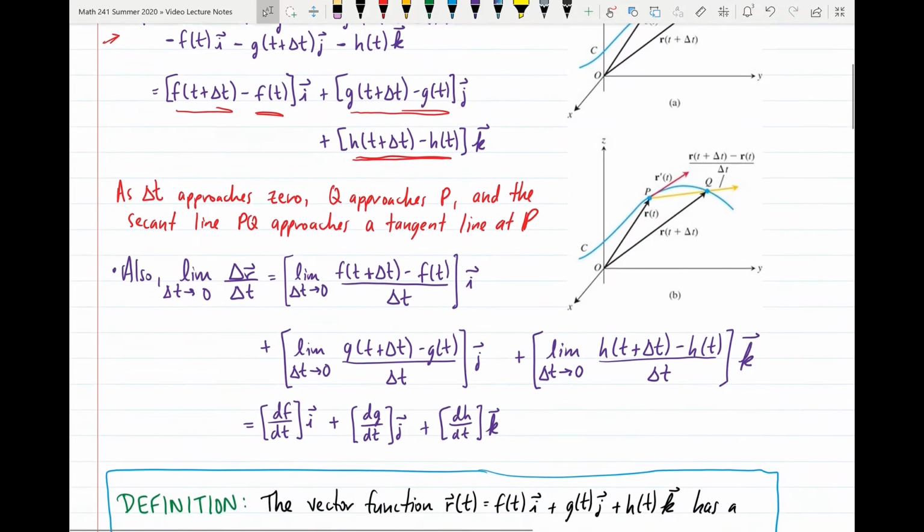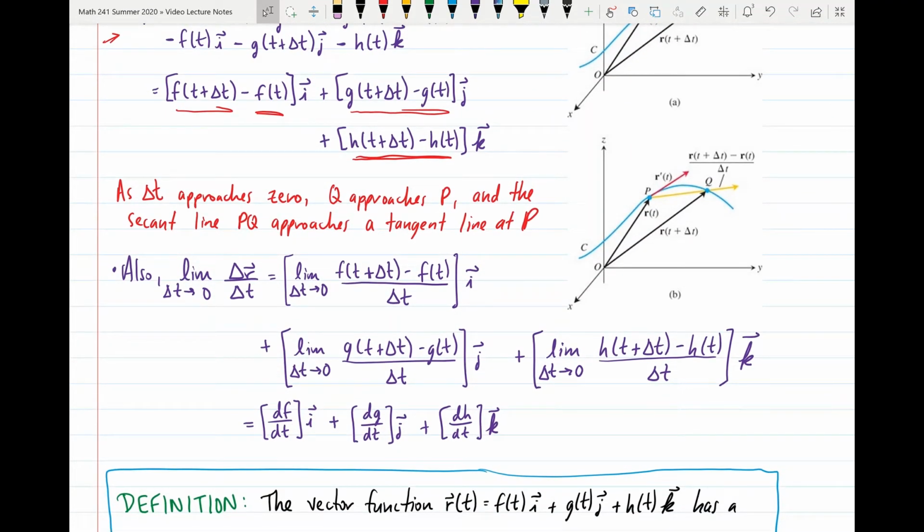So as delta t approaches 0, we want to see what happens in our diagram here to the right. Notice that the vector r of t plus delta t is going to get closer and closer to our vector r of t. And Q is going to get closer and closer to P, and the secant line, or in this case maybe we should call it a secant vector, is going to get closer and closer to a tangent line at the point P, which again is very similar to what happened when we defined the derivative for scalar functions.